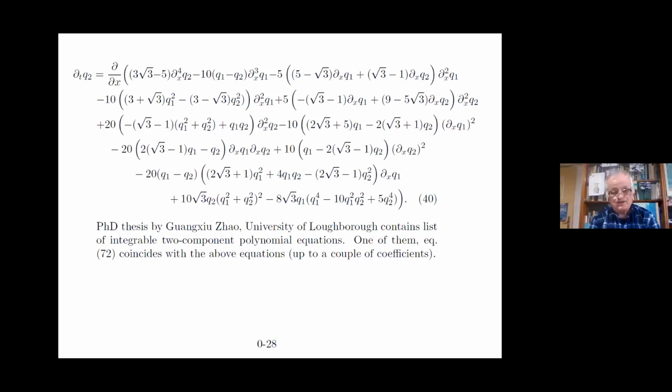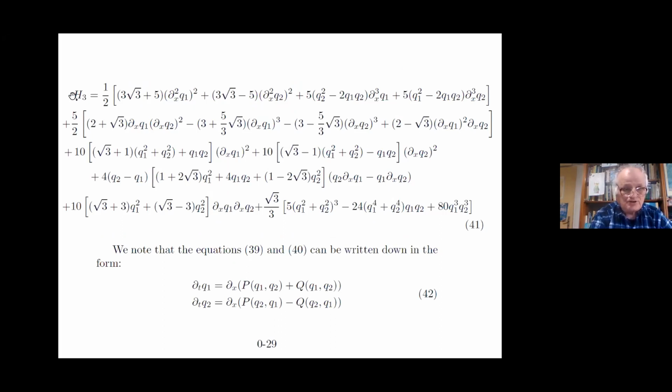Last year, a Chinese student at the University of Loughborough completed her PhD thesis and derived a list of integrable 2-component polynomial equations. She used the method devised by Shabat, Yamilov, Mikhailov, and other collaborators. And she did really very good work. And we had some difficulty comparing our equations with hers. But finally, we found that her equation number 72 coincides with the set that I had just shown you here, up to a couple of coefficients. So both we and she had done difficult calculations. So I consider this as being equivalent, of course.